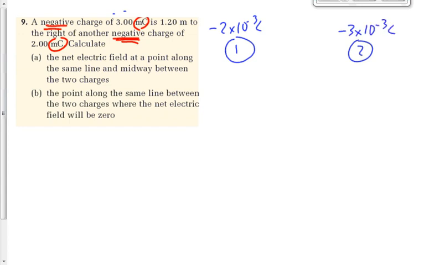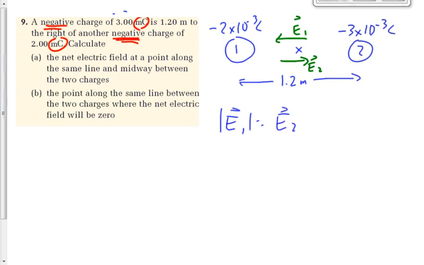We want to find a point in there somewhere, not midway between, where the field strength is 0. Well, we know once again that the field caused by number 1 is to the left. The field caused by number 2 is to the right. We essentially want field number 1 to be equal to field number 2, or at least the magnitudes of them. If we want the field strength to be 0, then they have to balance each other. They have to cancel each other out.